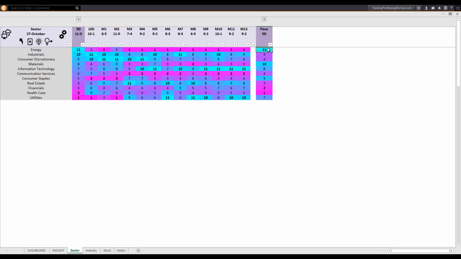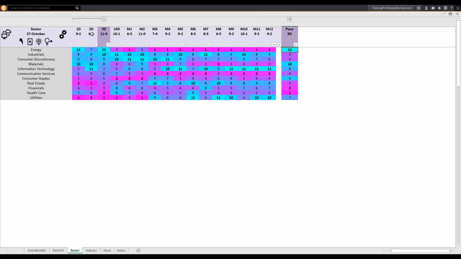The base column shows acceleration. Again, cyan is strength and magenta is weakness, that is deceleration. From the base column, you can see energy is the most accelerating sector as well. Strongest sector as well as most accelerating sector. If I open up the most recent periods, 2-day and 1-day periods, you can see that over 1 day, that is Friday, again energy was the strongest as well as the most accelerating sector.